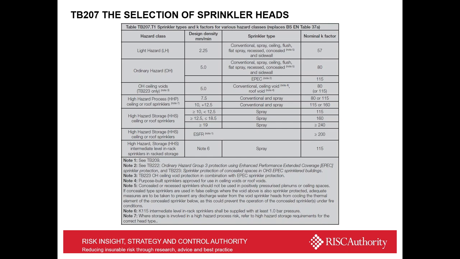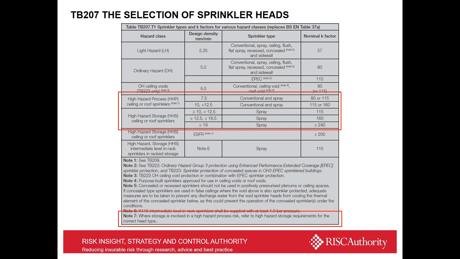TB207, so we have updated table one. And this table shows changes to the high hazard process and high hazard storage sprinkler head selection. And the amendments have led to changes in design density, which supplements TB234 changes, which we'll come on to later, for the additional hydraulic benefits. So under the new table one, high hazard process starts at 7.5 mil. And in this particular instance, you can choose to use a K80 or a K115 sprinkler. 10 and 12.5 mil, it's K115 or 160.